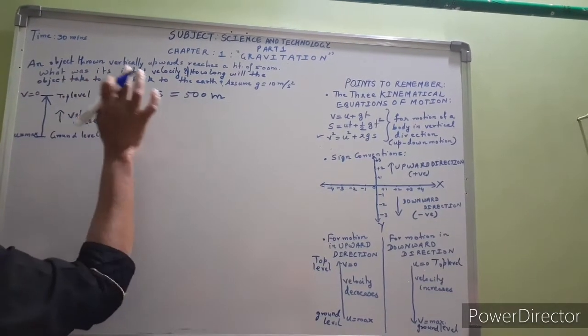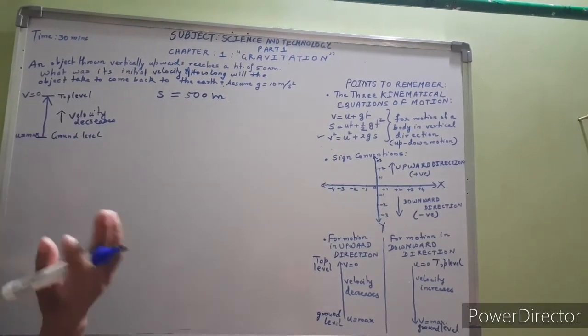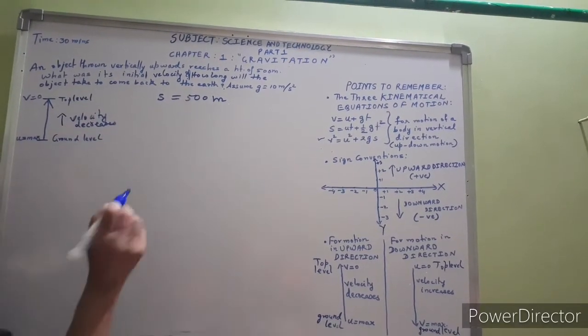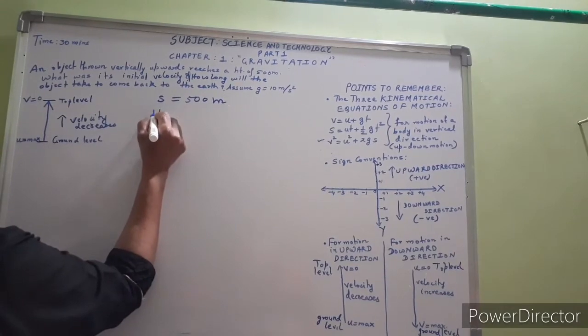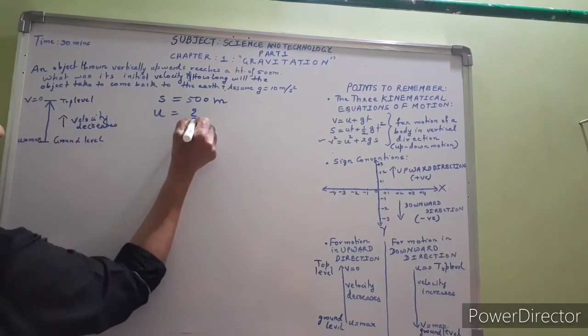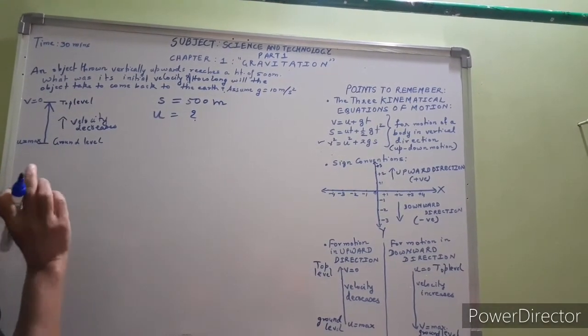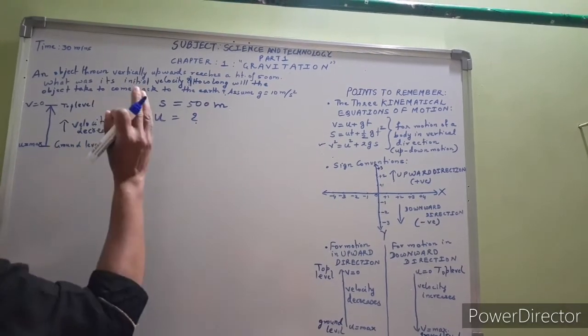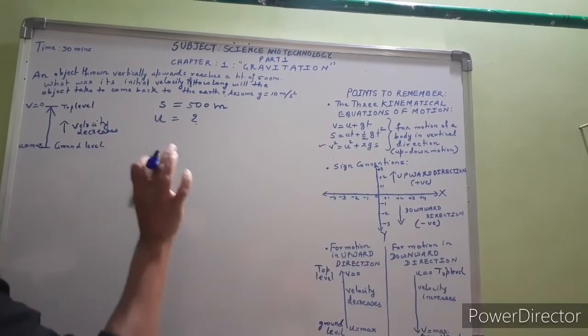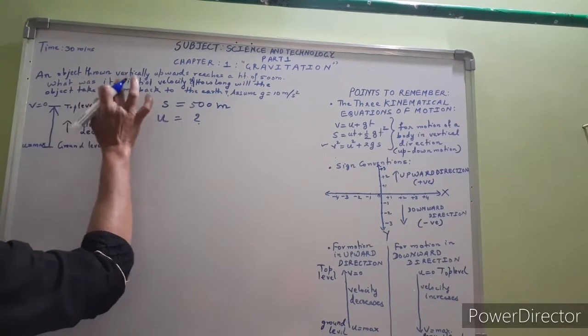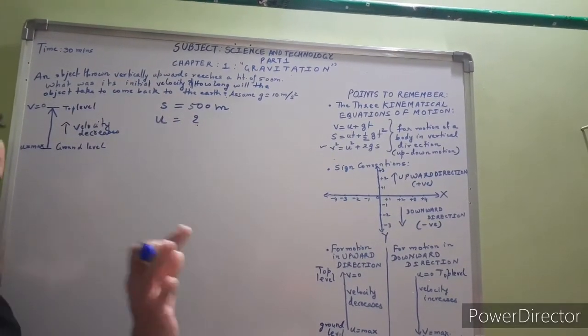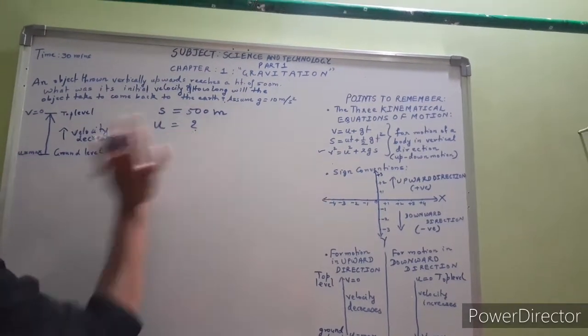What was its initial velocity? We have to find its initial velocity. Initial velocity is denoted by u. So u is equal to question mark. We have to find. Let us take only this much. This problem has two parts. So first I will solve only this much. What was its initial velocity? First let us find only initial velocity. So u is question mark.